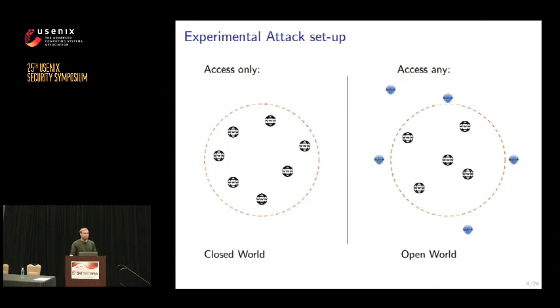So to reflect that, people started evaluating these attacks in an open world. In the open world, the attacker again chooses these N websites, but now we allow the client to visit maybe some other websites that the attacker didn't train on or care about fingerprinting, so some unmonitored websites.